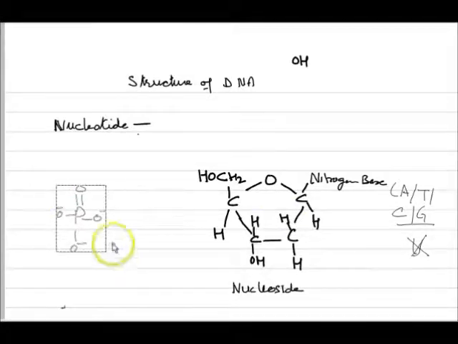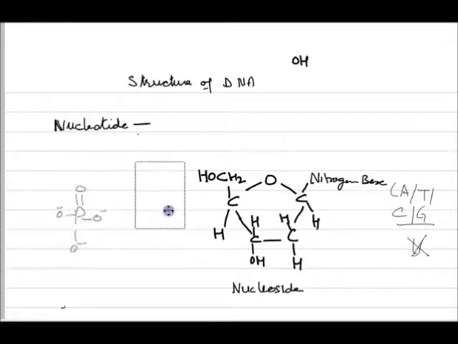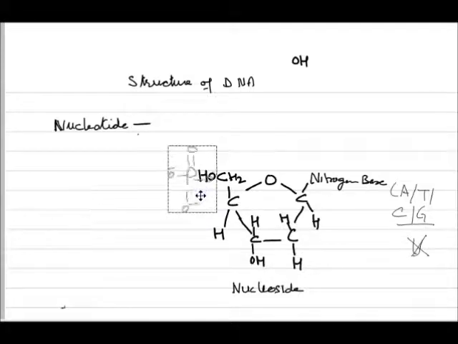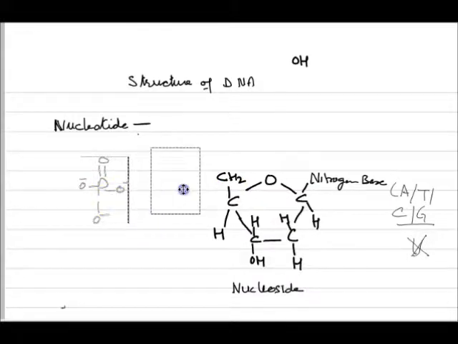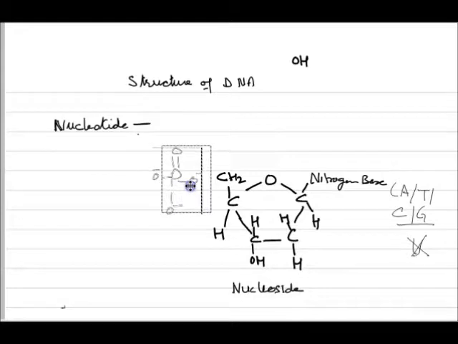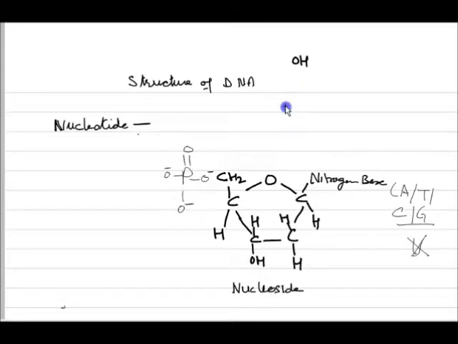This phosphate group is now attached to this CH2. So the whole thing now becomes a nucleotide. Earlier, a nitrogenous base and a sugar was a nucleoside, but the moment we add phosphate, we take this OH out and join the phosphate group with this group over here, like this. So it becomes a nucleotide.